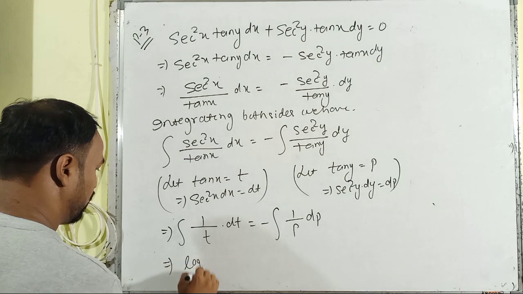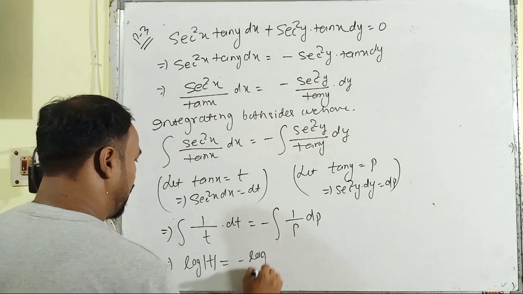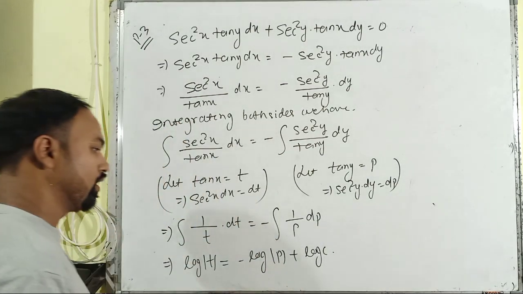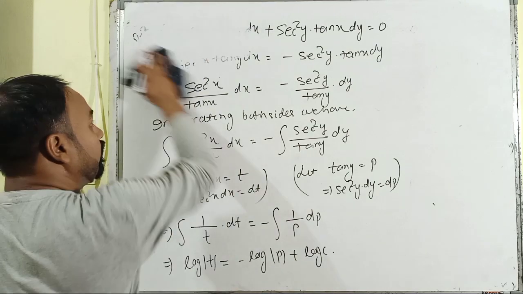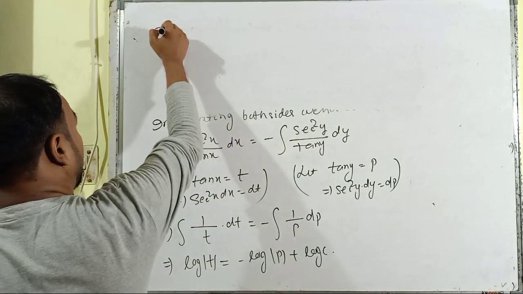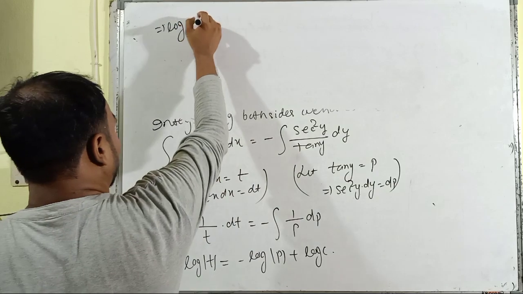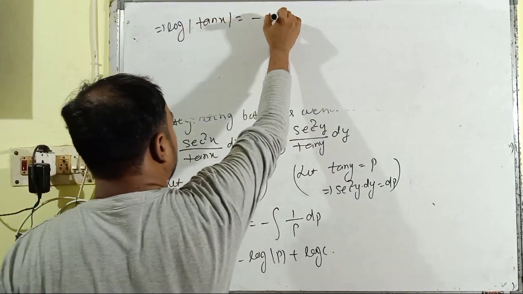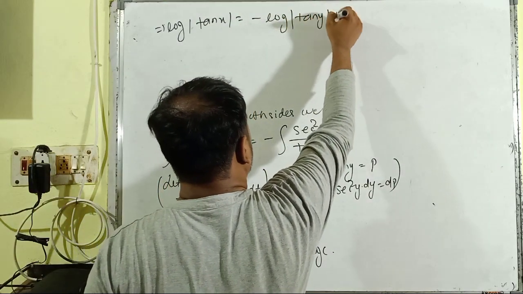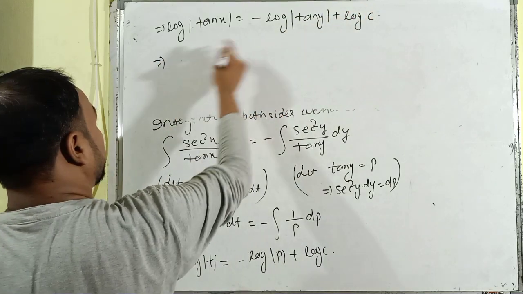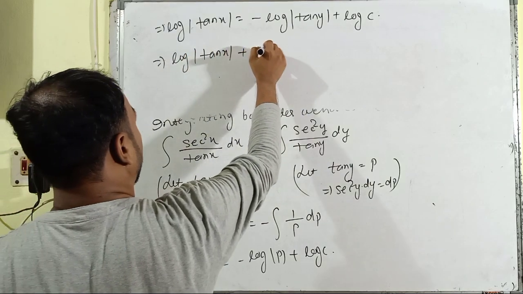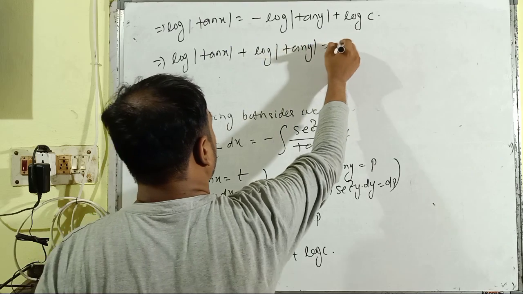And here it is, log modulus of t is equal to minus log modulus of p plus log constant, because in place of constant you can take any form of the constant. Then it will be in the form of a log. In the place of t we have to put tan x, so log tan x is equal to minus log modulus of, in place of p we have to put tan y, plus log constant. And then just shifting this term toward the left hand side, we can have log modulus of tan x plus log modulus of tan y is equal to log c.